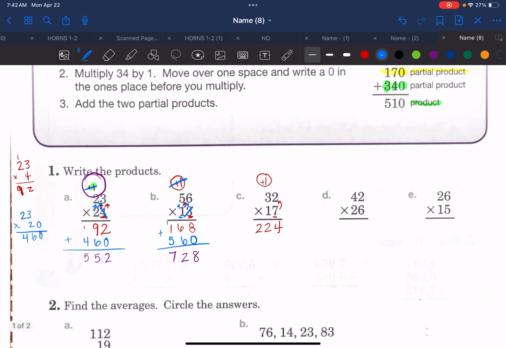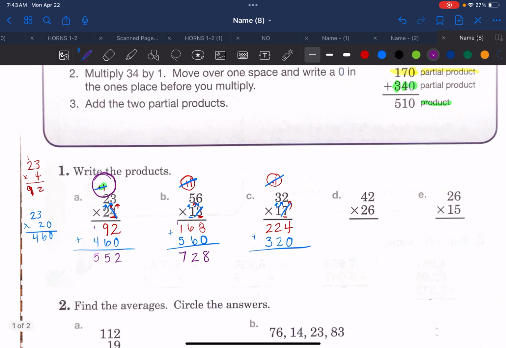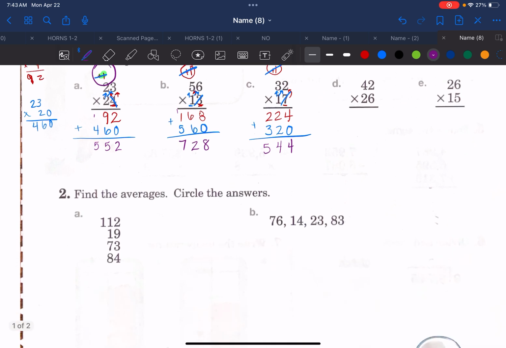Okay, I'm done with that one. I'm done with my 7, which is in my ones place, so I put my 0. Now I do 1 times 2, because that's in my place value of tens. Then 1 times 3 is 3. Add both my partial products. 4 plus 0 is 4. 2 plus 2 is 4. And 3 plus 2 is 5. All right, go ahead and practice those, doing the last 2.